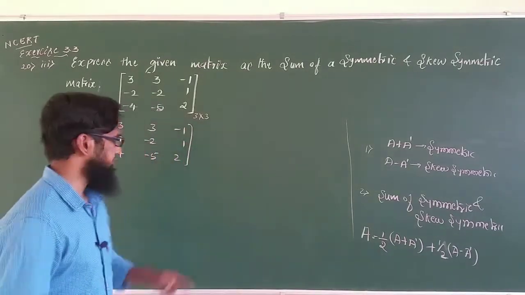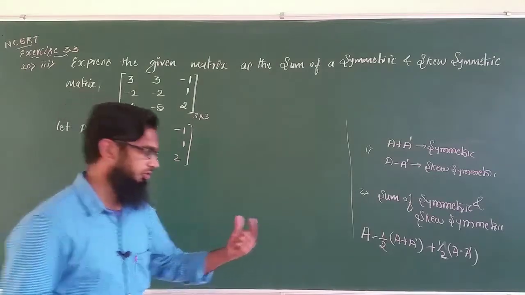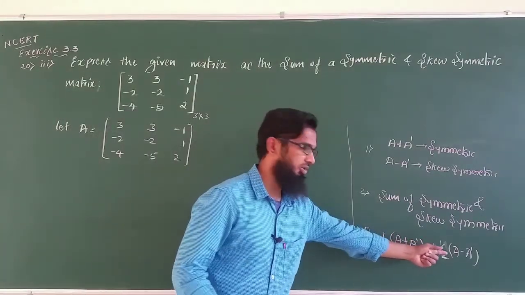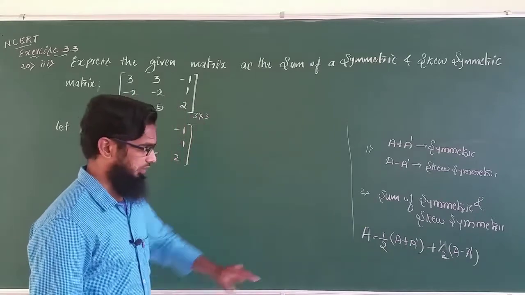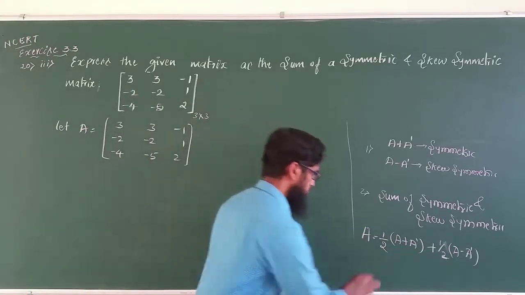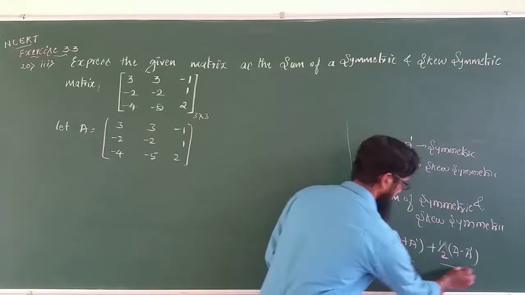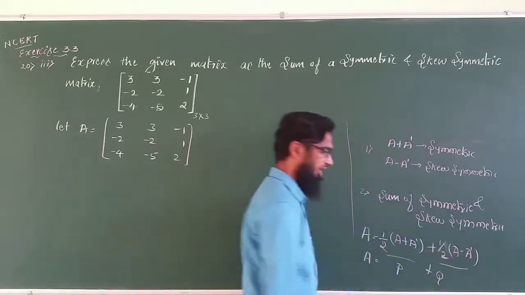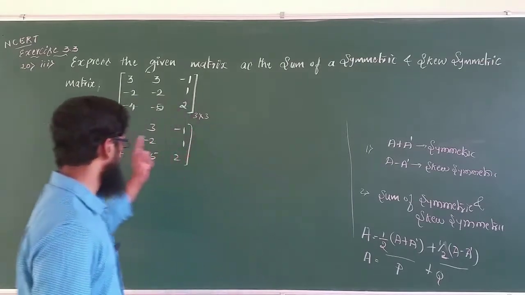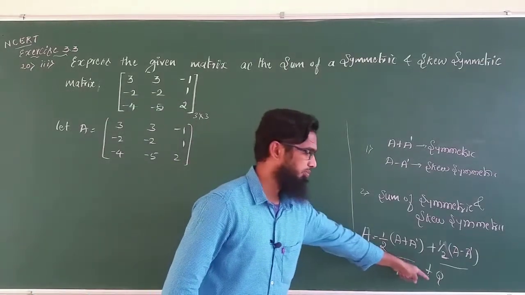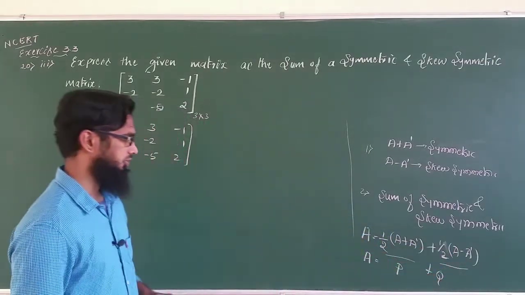I need to express this 3 cross 3 matrix as a sum of a symmetric as well as a skew symmetric matrix. Now I have to prove this condition. If I take one entire term as P and the other entire term as Q, I have to prove that the given matrix A is equal to P plus Q. That's our intention here.